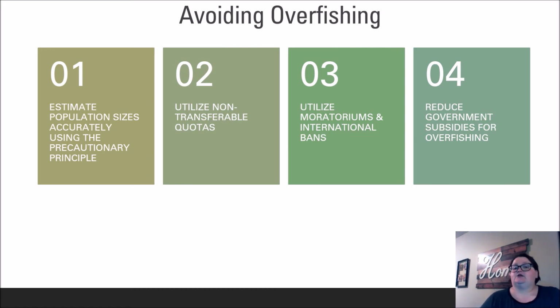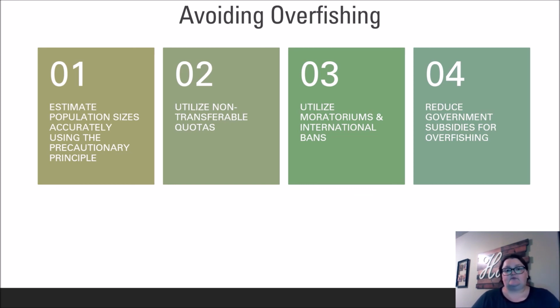By utilizing non-transferable quotas, we can limit the amount of fish a particular ship or company can harvest in any given time period. By making them non-transferable, we can increase the available surplus. This means that if Company X does not reach their quota of harvesting for a month, they cannot sell the rest of their quota to Company Y, who has already met theirs.